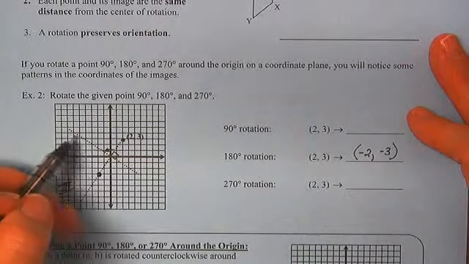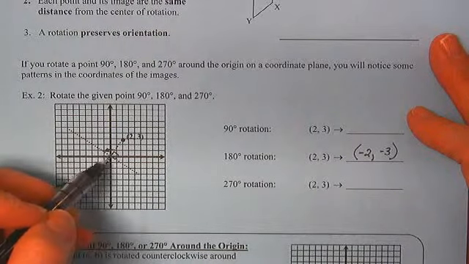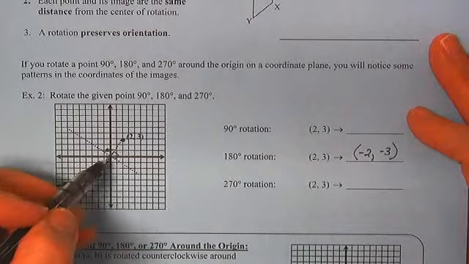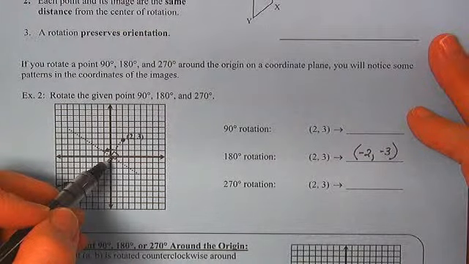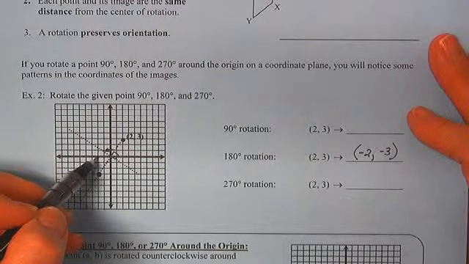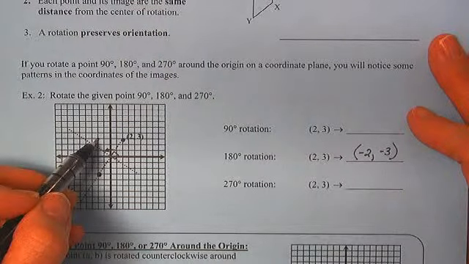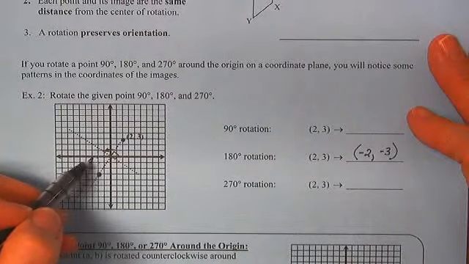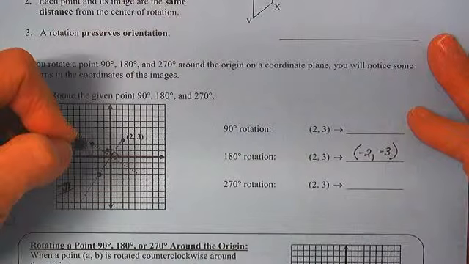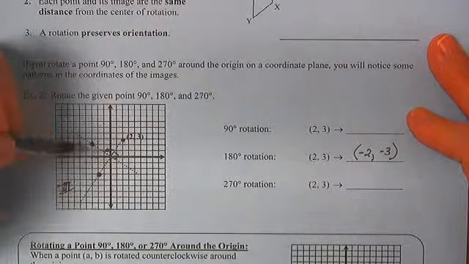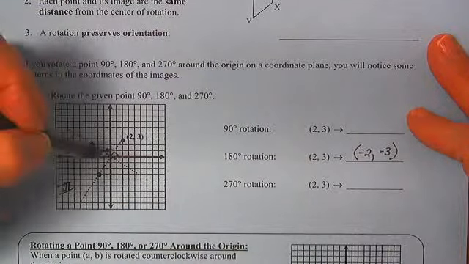Where on this dotted line is exactly this distance? One leg has to be 3 and one leg has to be 2. 1, 2, 3. That won't work. 1, 2, 3. 1, 2. Oh, that will work. Look at that. So that would be a 90-degree rotation. (-3, 2).